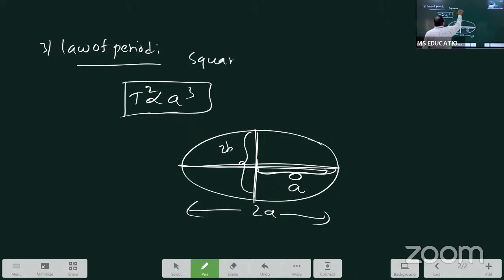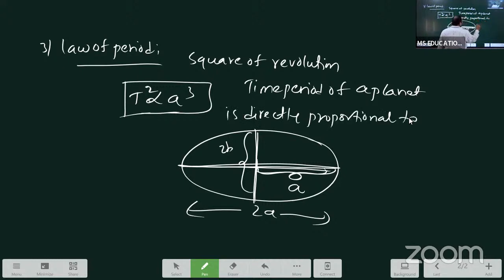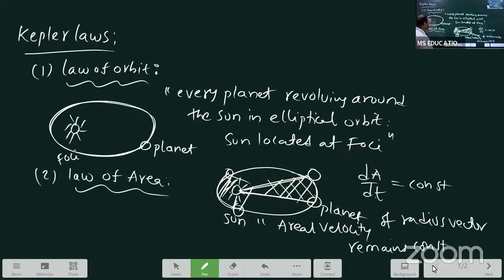So, the square of the revolution time period of a planet is directly proportional to the cube of the semi-major axis. This is the law of period. So, students, these 3 laws in 3 lines. First, Kepler's laws of planetary motion.